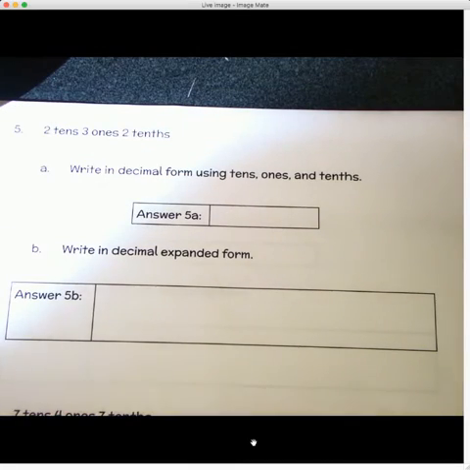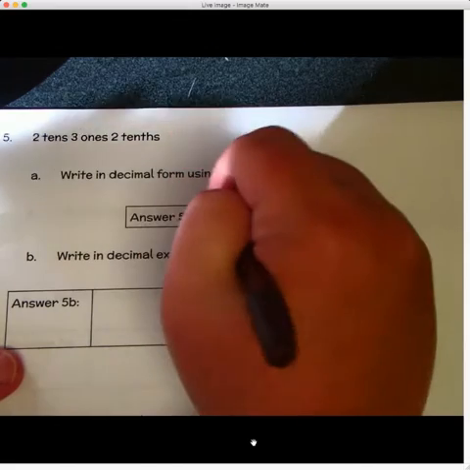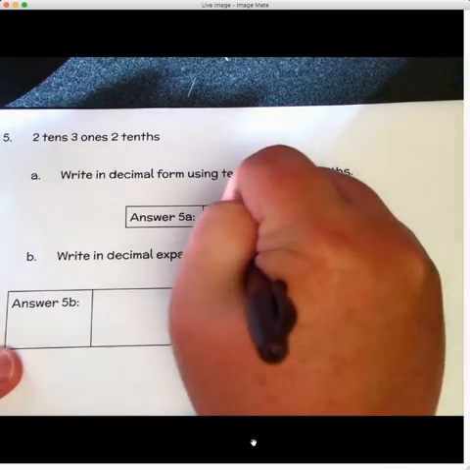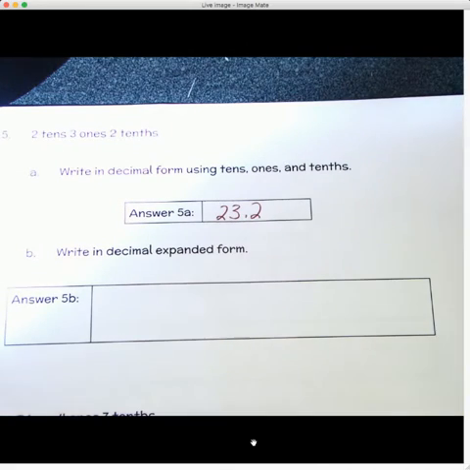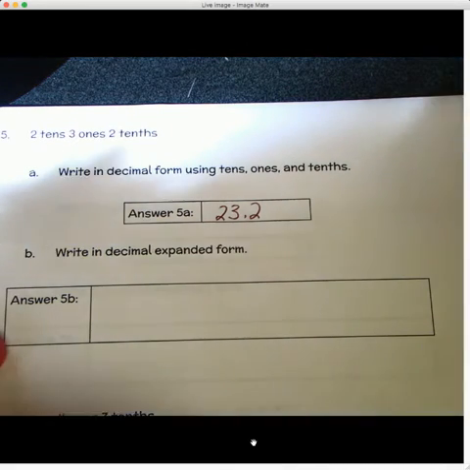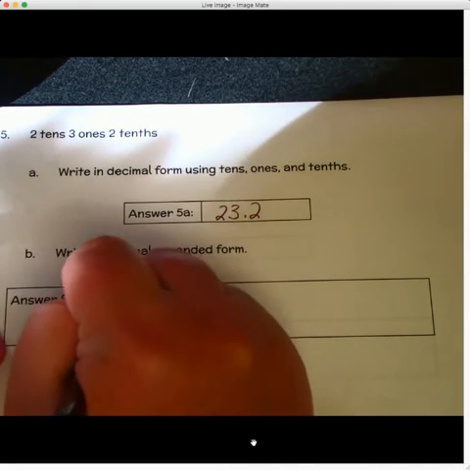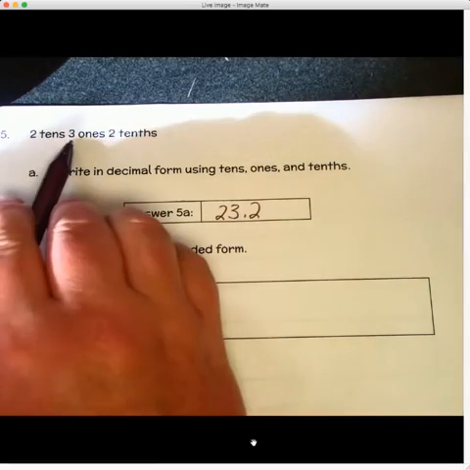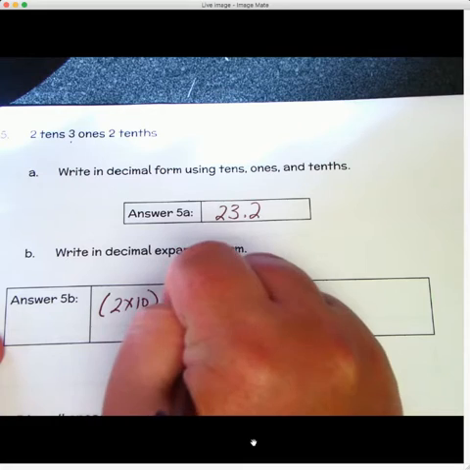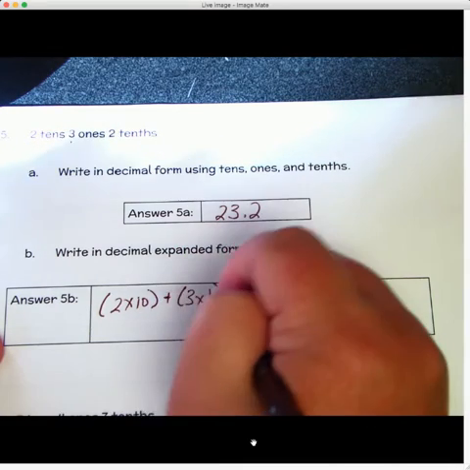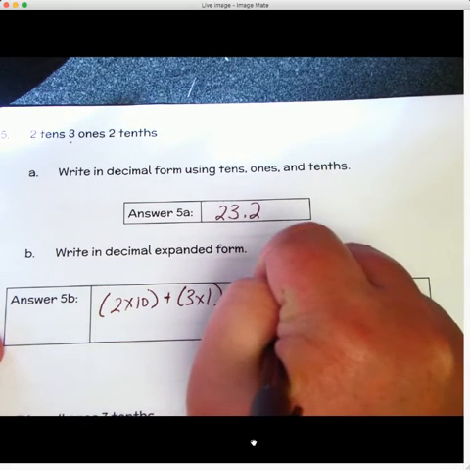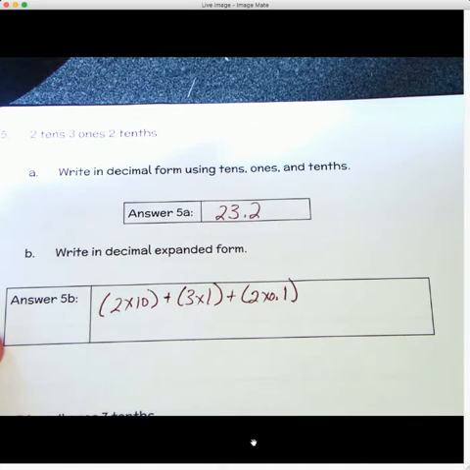We'll work some more like that. 2 tens, 3 ones, 2 tenths. We're going to put a 2 in the tens place, a 3 in the ones place, a 2 in the tenths place, 23 and 2 tenths. Decimal expanded form, we have 2 times 10, 2 in the tens place, plus 3 times 1, 3 in the ones place, plus 2 times a tenth. Should be 0.1, sorry. That's it. I keep doing something wrong on every one of these. My bad.